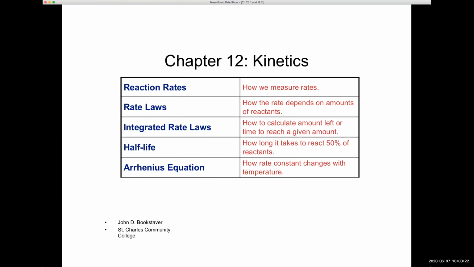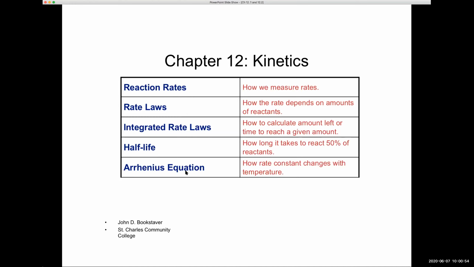The second thing we're going to talk about are rate laws. These are equations that we can design to describe what's going on with a chemical reaction. And again, there's a thing called integrated rate laws. So we'll go from rate laws to integrated rate laws. Today we're going to do reaction rates and rate laws. And then half-life. When you have a rate law, you can talk about half-life. We'll talk about what a half-life is. You've probably heard that term before.